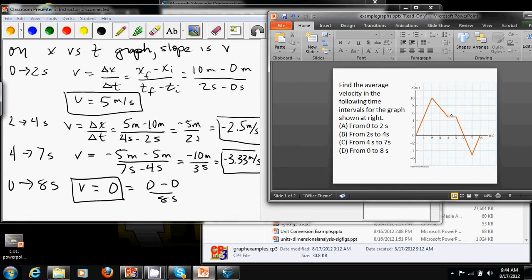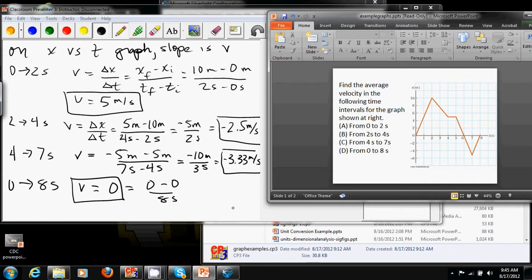Now between 4 and 7 seconds, it's a little strange. It's not one constant slope here. Remember here you're flat, and then you have a negative velocity, negative slope here. But it doesn't matter. You just take the values of the points. So here, your final point is at 7 seconds. And at that point, you're at minus 5 meters. So that's what you put first, minus 5 meters, and then minus your initial position, which was here at 5 meters at 4 seconds. So minus 5 minus 5, and then divided by your change in time, 7 seconds minus 4 seconds. So that gives you minus 10 meters divided by 3 seconds for minus 3.33 meters per second average velocity during that time interval.